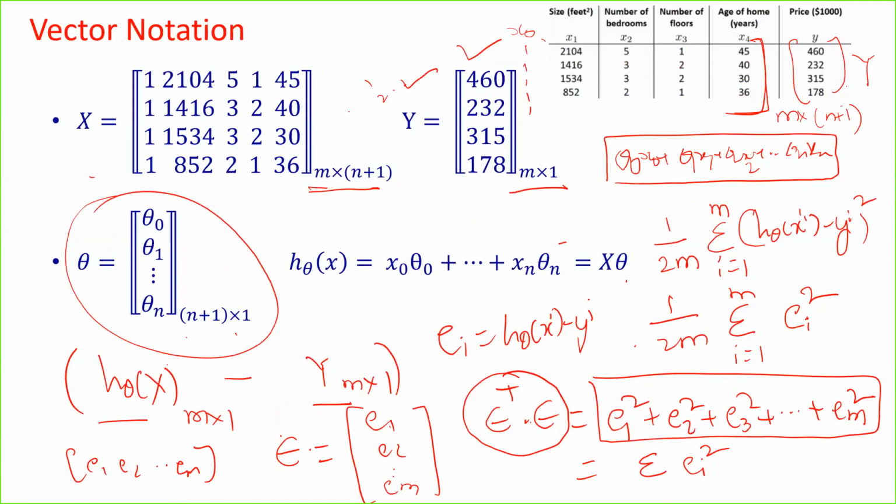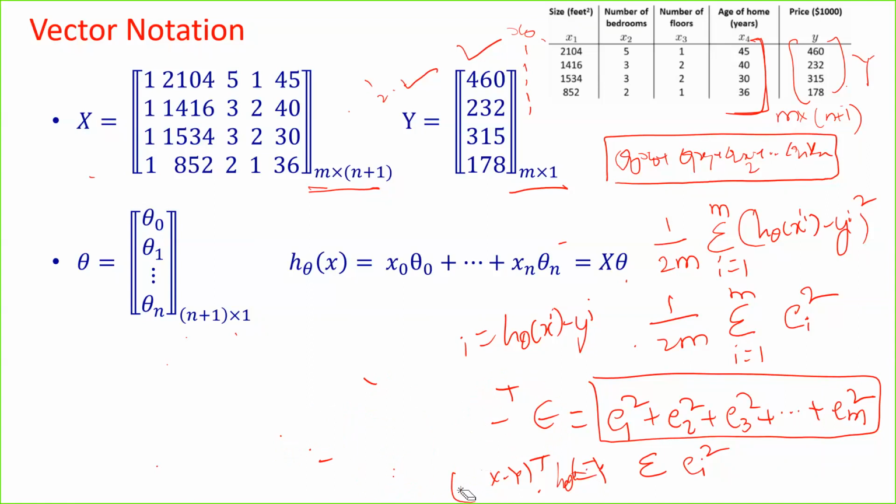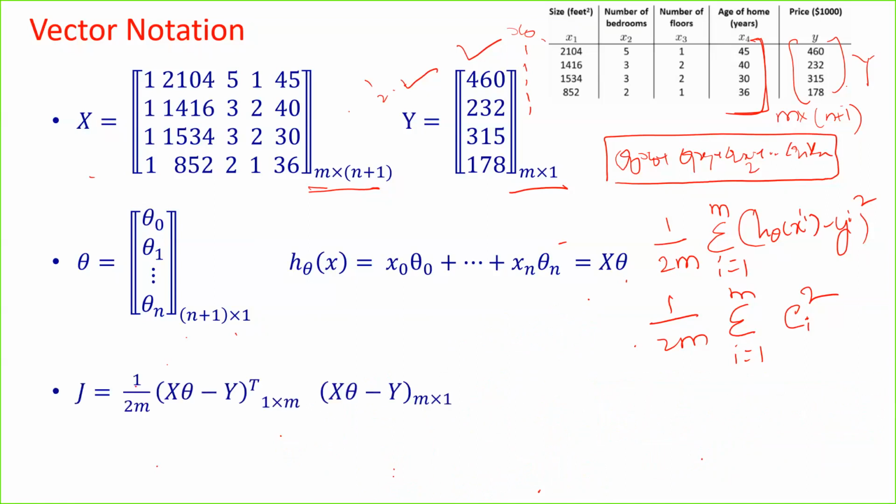And what is E? E is h theta of x minus y, whole transpose, times h theta of x minus y. Agree? So let me write it this way. E is the prediction minus the actual value, in vectorized form. So this is 1 by 2m times x theta minus y, whole transpose, times x theta minus y. X theta is the prediction, y is the actual value. So this is like E transpose times E.